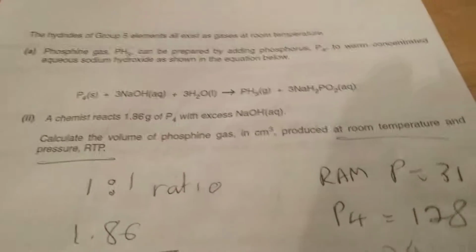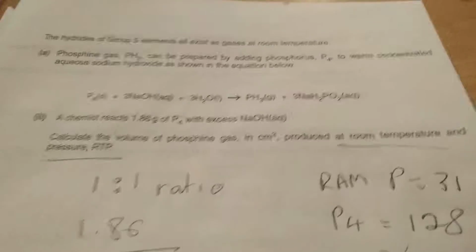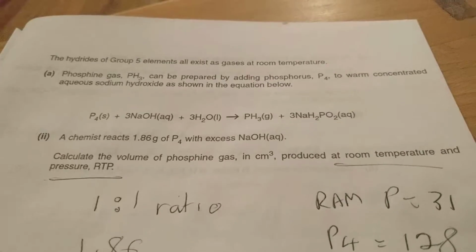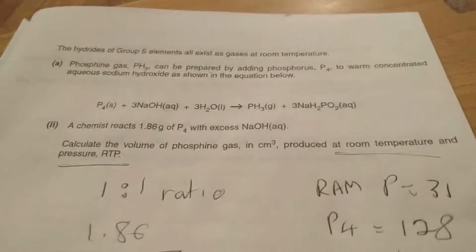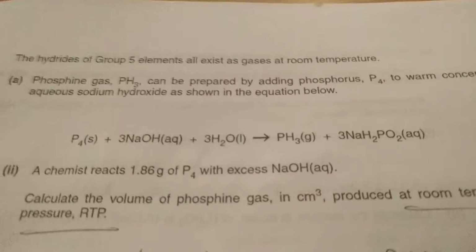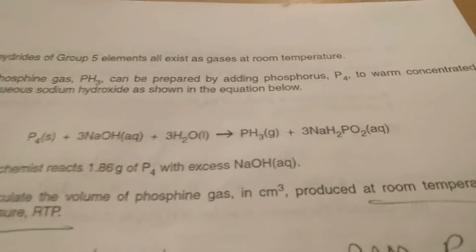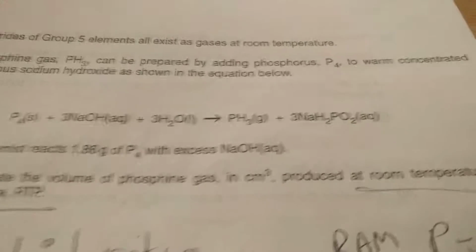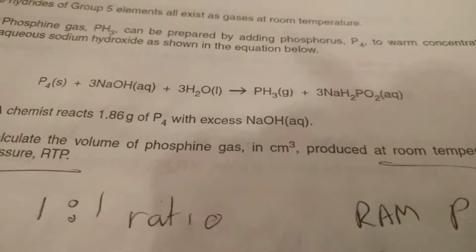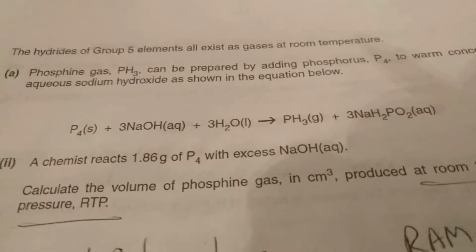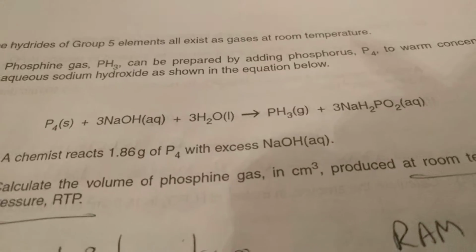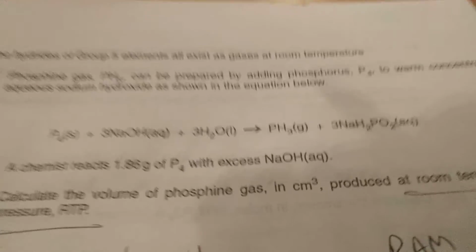So in this question, it's asking you to use moles calculations. This is an AO3 question because it's asking you to apply that to a reaction of phosphorus and sodium hydroxide, a reaction that you've never seen before. So it's testing, are you aware which moles equation to use, and then how to combine the different moles equations together.